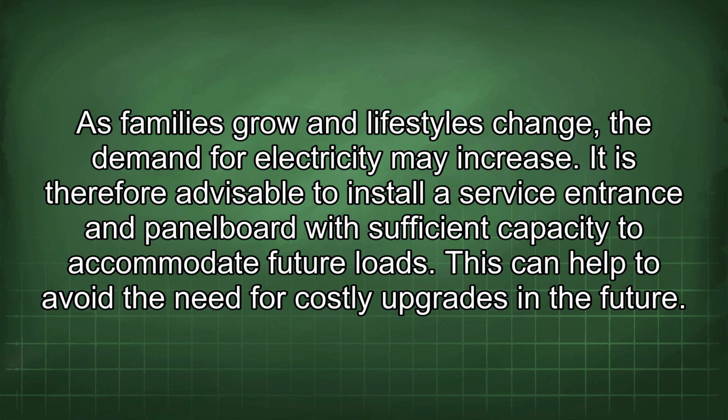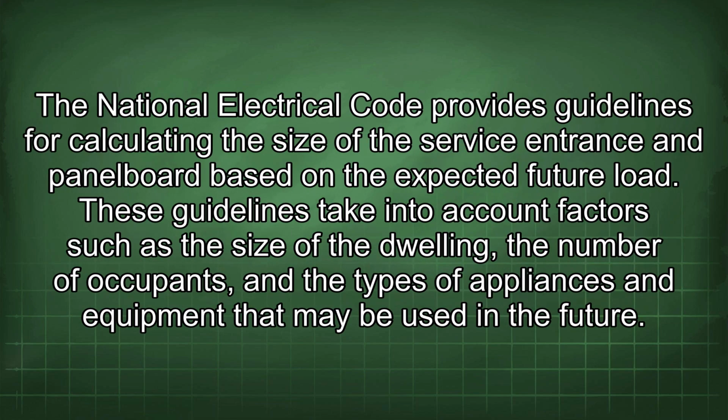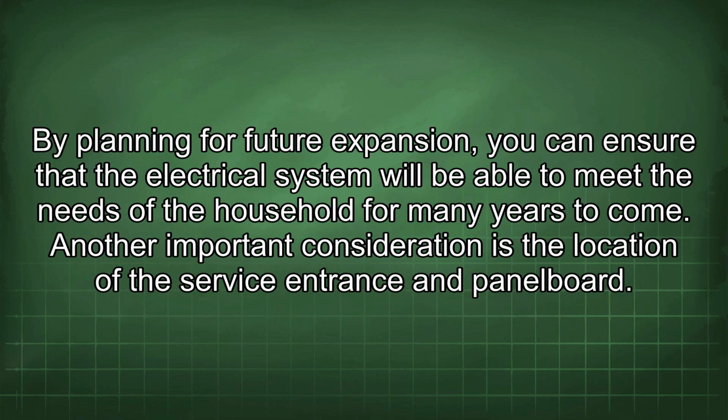This can help to avoid the need for costly upgrades in the future. The National Electrical Code provides guidelines for calculating the size of the service entrance and panel board based on the expected future load. These guidelines take into account factors such as the size of the dwelling, the number of occupants, and the types of appliances and equipment that may be used in the future. By planning for future expansion, you can ensure that the electrical system will be able to meet the needs of the household for many years to come.